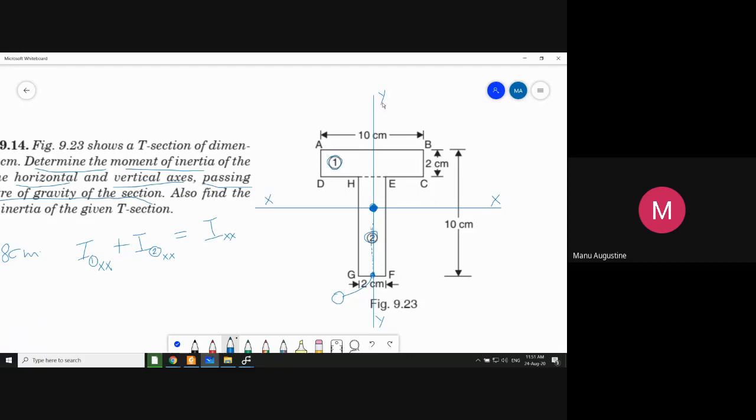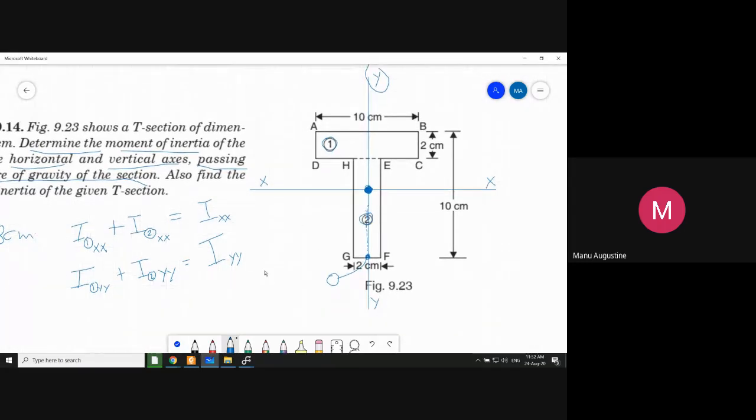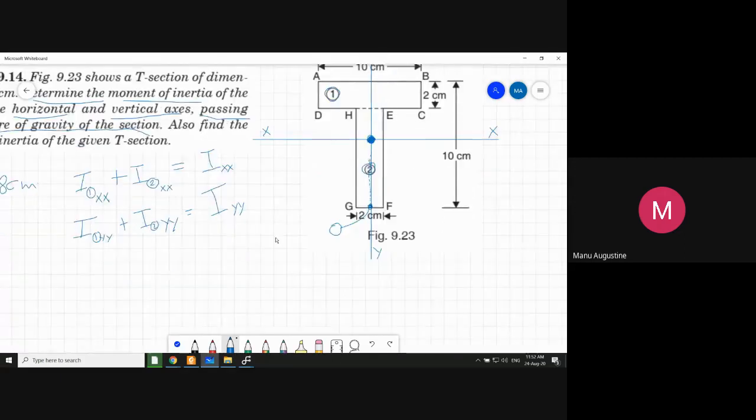And similarly, for finding the value of moment of inertia of the complete area about the y axis, you find the moment of inertia of the first area about the y axis. You find the moment of inertia of the second area about the y axis. Add them both together, you will eventually get the moment of inertia of the complete section about the y axis.